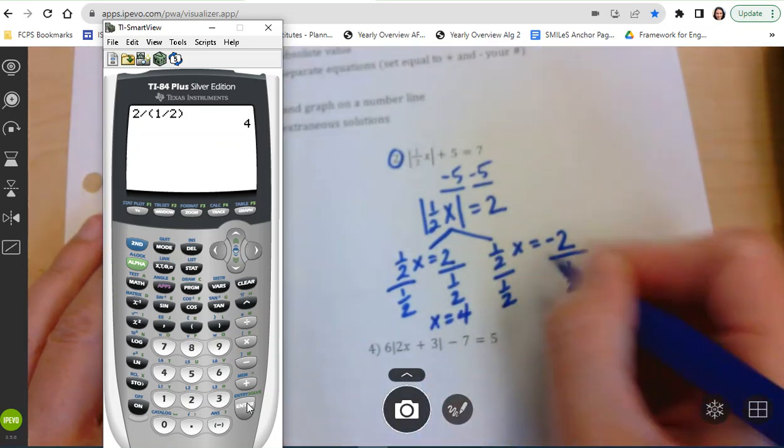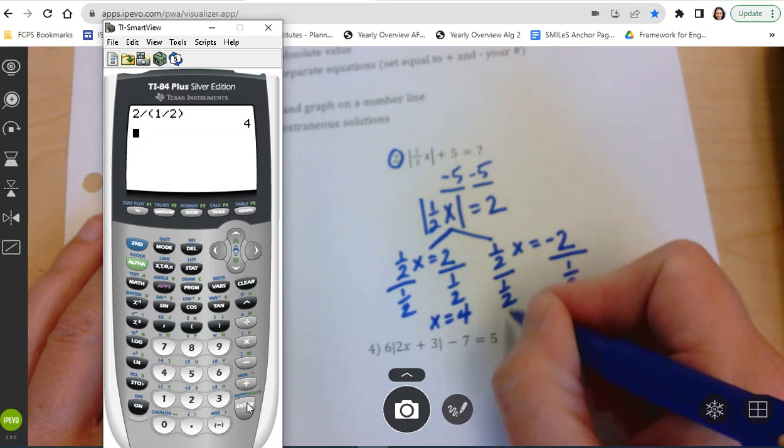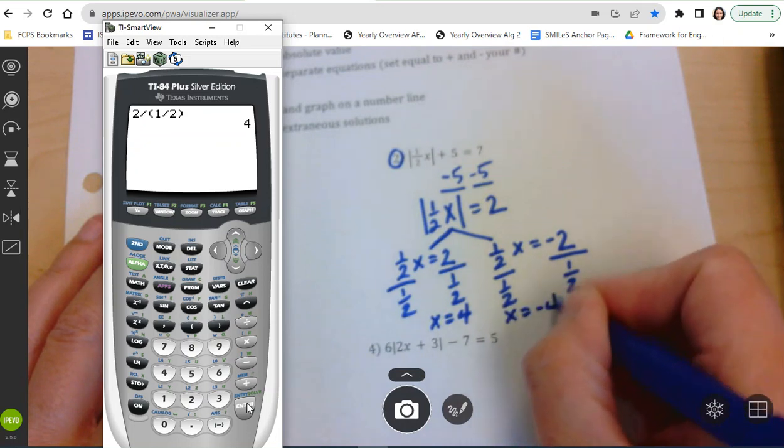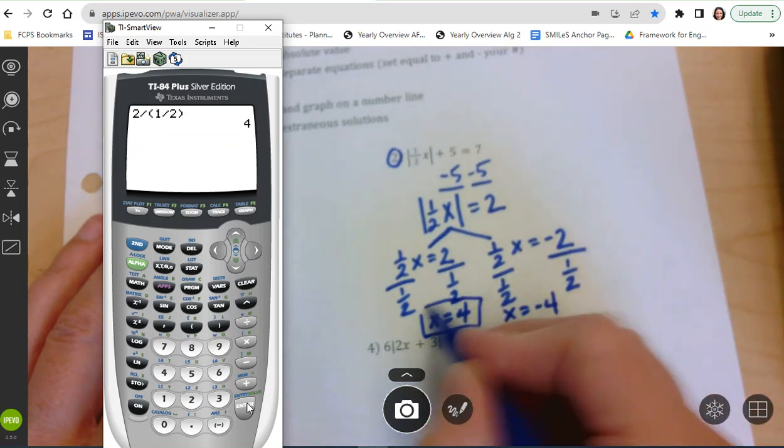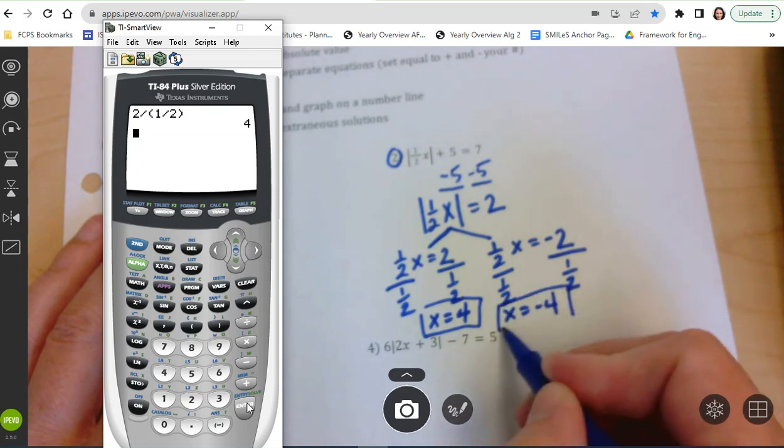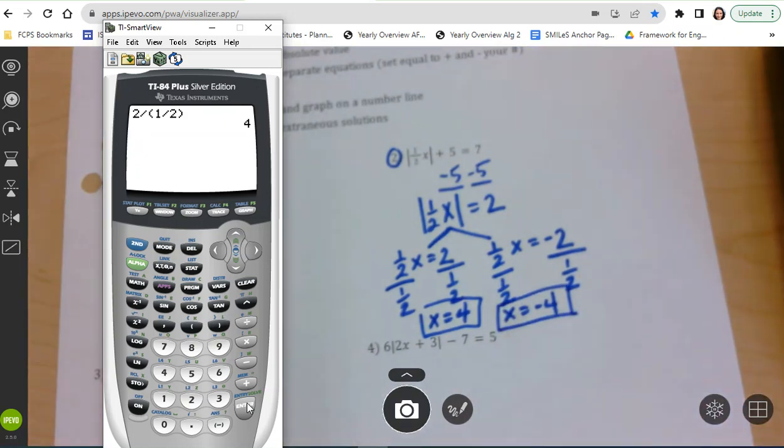This is really exactly the same except that I have a negative, so I get x equals negative 4. There are two solutions. And you need them both. It's not like I can have this one or that one. You need both solutions.